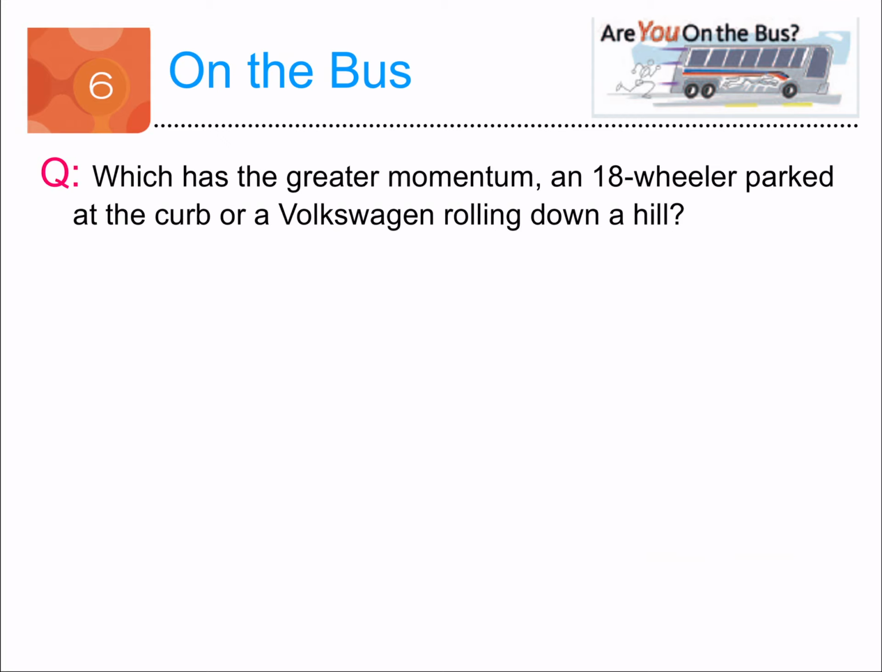So let's look at this problem we have. We're asked which has the greater momentum, an 18-wheeler parked at a curb or a Volkswagen rolling down the hill. Well, first let's think, what has the more mass? Your 18-wheeler is going to be more massive than your Volkswagen, but notice your 18-wheeler is parked, so it has a zero velocity, whereas your Volkswagen is moving, so it has a velocity. So the one that's going to have the greatest momentum is actually going to be your Volkswagen, because you're multiplying that mass times that velocity.